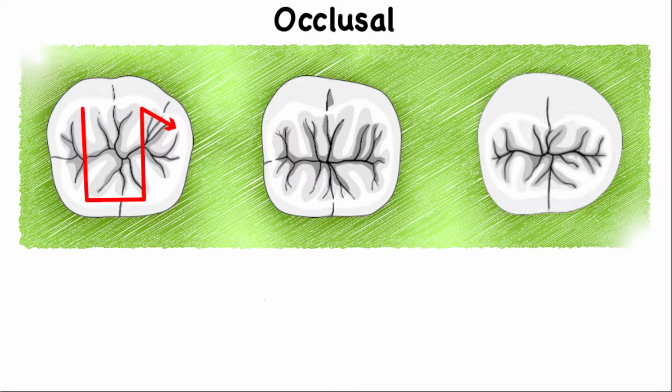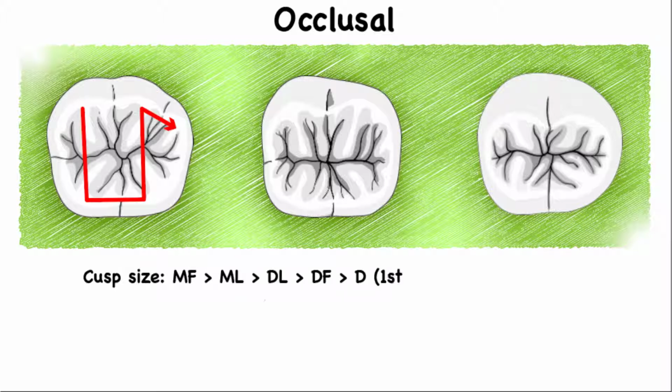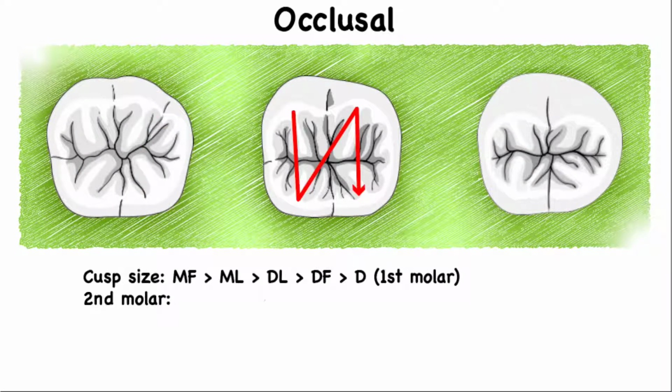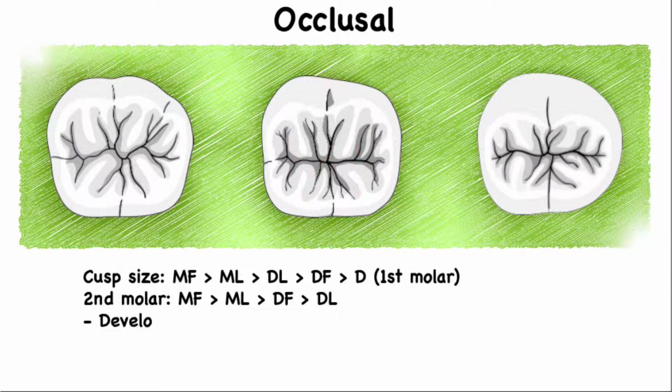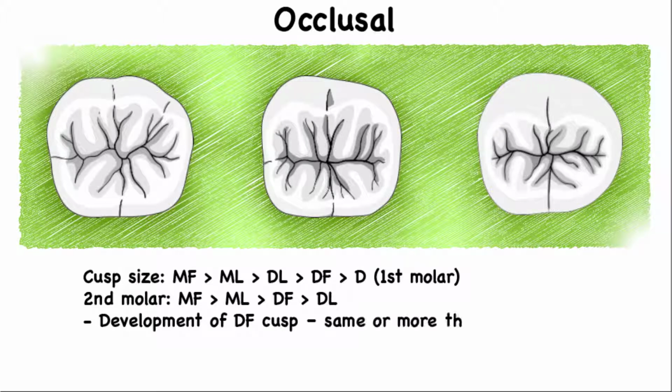Let's now see the relative cusp size in molars. In the first molar, the largest cusp is mesiofacial, followed by mesiolingual, then distolingual, then distofacial, and the smallest cusp is distal. In the second molar, again, the largest cusp is mesiofacial, followed by mesiolingual, then distofacial, and here the smallest cusp is distolingual. In the second molar, the development of the distofacial cusp is about same or more than in the first molar. That's why here the smallest cusp is distolingual instead of distofacial, which was smaller in the first molar.